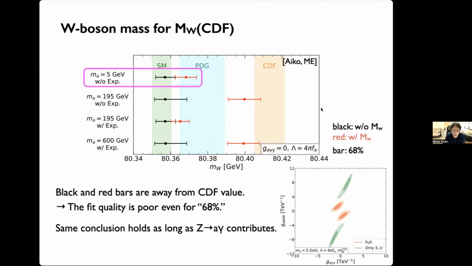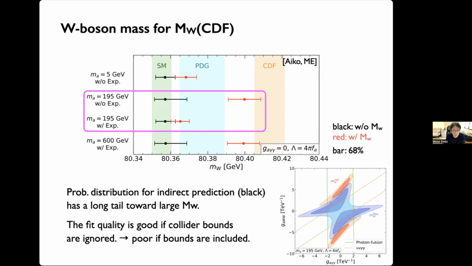So even though there is a 68%, the fit quality is poor. And this conclusion is derived because of the Z to A gamma decay restricting the fit. Therefore, the same conclusion holds as long as Z to A gamma contributes to the electroweak precision observables. So how about the heavier case? In that case, Z to A gamma disappears. The decay is blocked kinematically. Okay, so this corresponds to this plot.